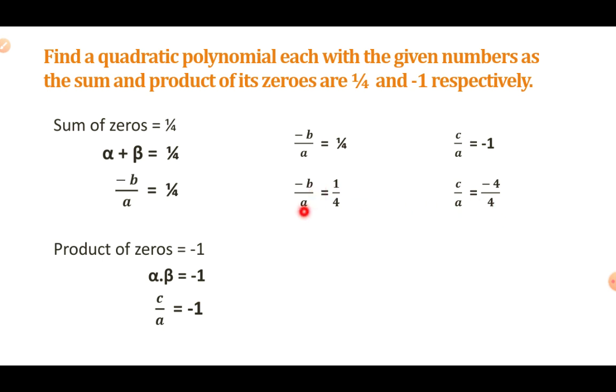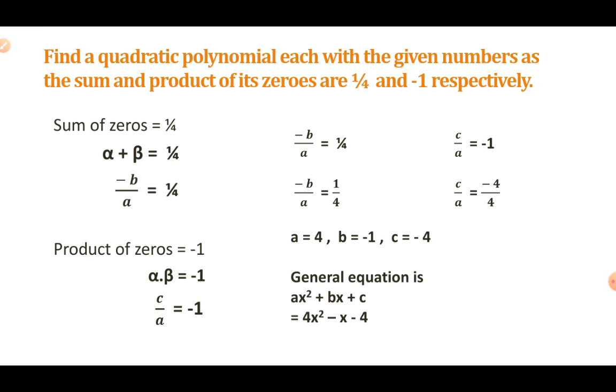Now as you can see, the value of a is comparable in both the equations. a equals 4, a equals 4. And minus b equals 1, that means b equals minus 1. c equals minus 4, the value is directly given. So the value of a is 4, the value of b is minus 1, and the value of c is minus 4. The general quadratic equation is ax square plus bx plus c. So if you substitute the values of a, b, c, we'll get 4x square minus x minus 4. So this is how we conduct this sum.